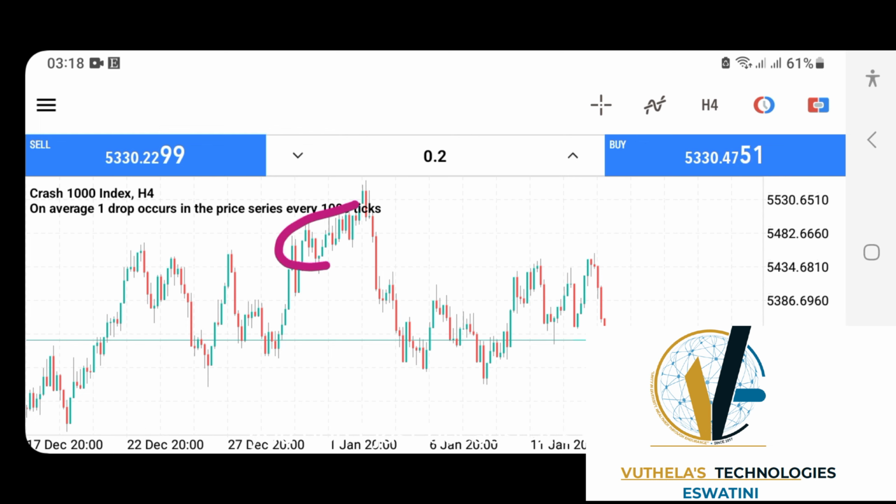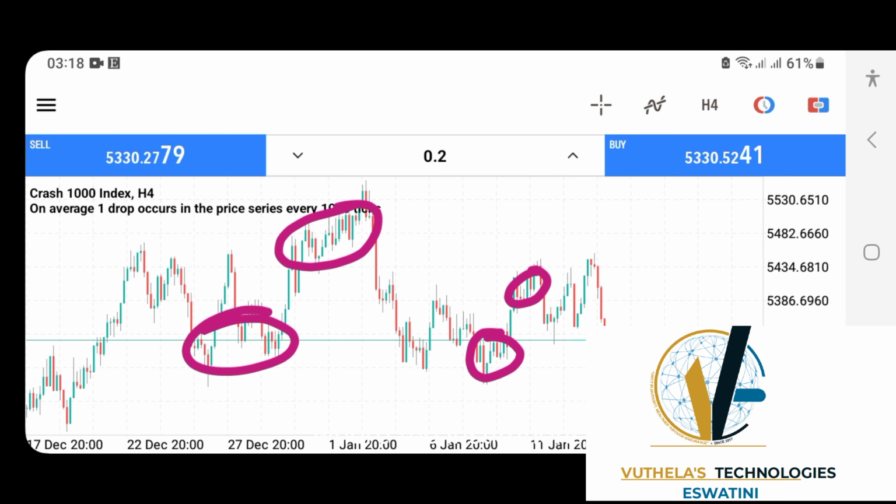Just because it's Crash, it doesn't spike downwards all the time, but instead it respects these consolidation areas where the institutions buy and sell all the time.